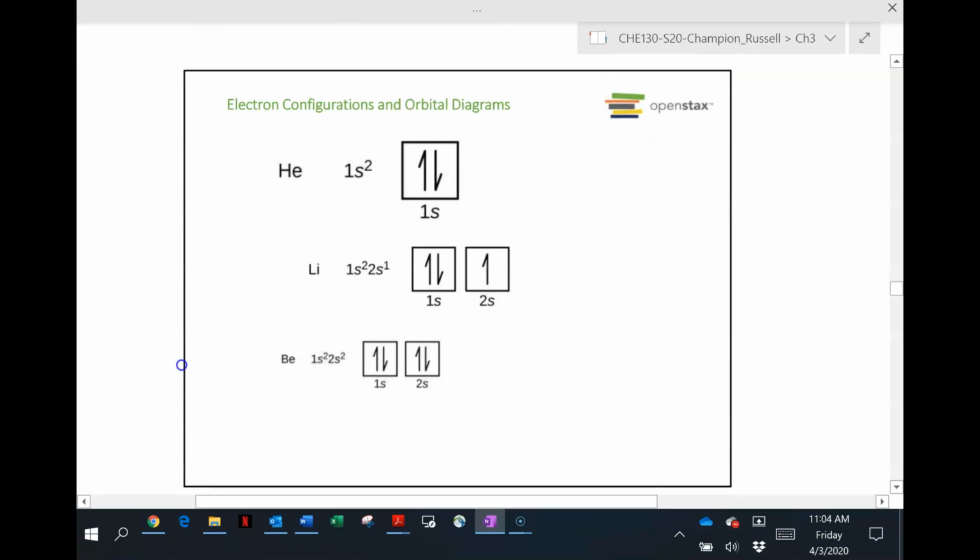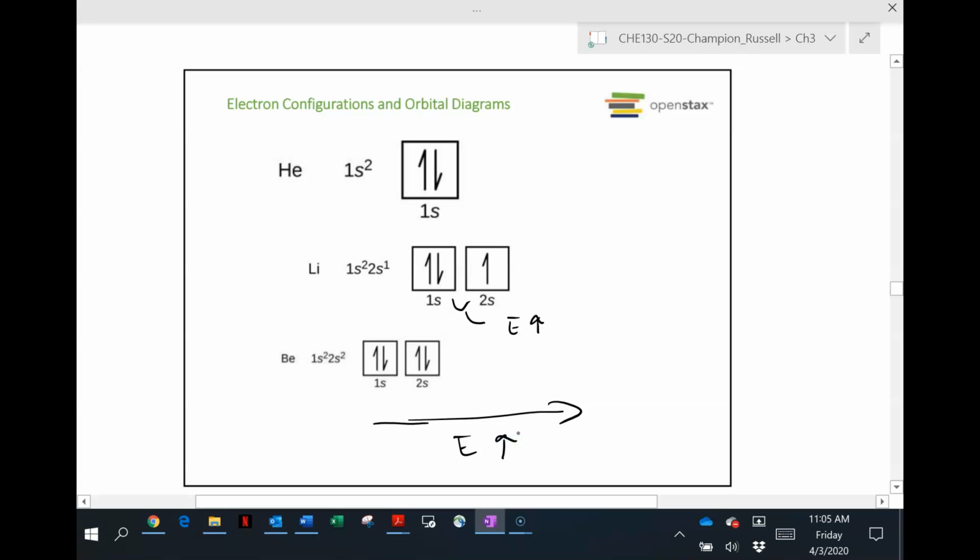Here are some more orbital diagrams as we go up in the periodic table. 2 electrons in helium, 1s2, gives us that orbital diagram. Lithium, we have 3. The next energy level up is 2s1, so we depict it that way with a separate block. So if the blocks are separated like that, that means that energy is going up between those 2 blocks. Generally speaking, as we're going this way, energy is going up.